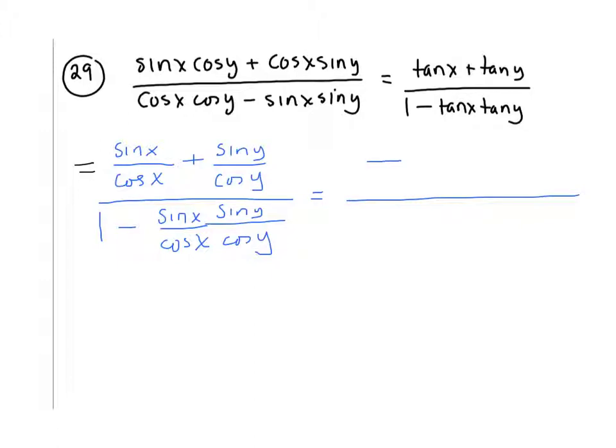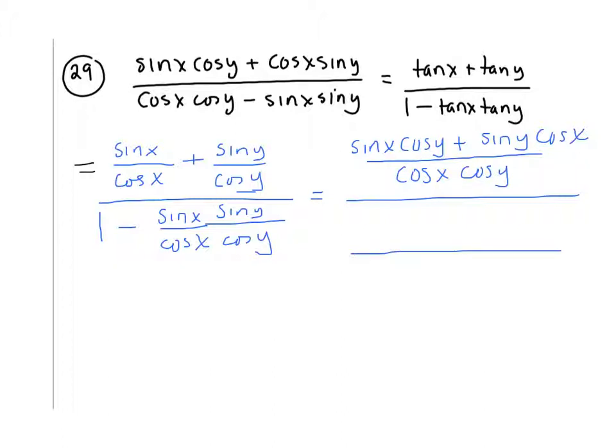In the numerator, the common denominator is cosine x, cosine y. The first fraction already had a sine x, and in the denominator it needs the cosine y. The second one already had a sine y, and it needs a cosine x. In the denominator, the common denominator is going to be cosine x, cosine y, which if you'll notice is the same denominator in the numerator, which means it's going to cancel.